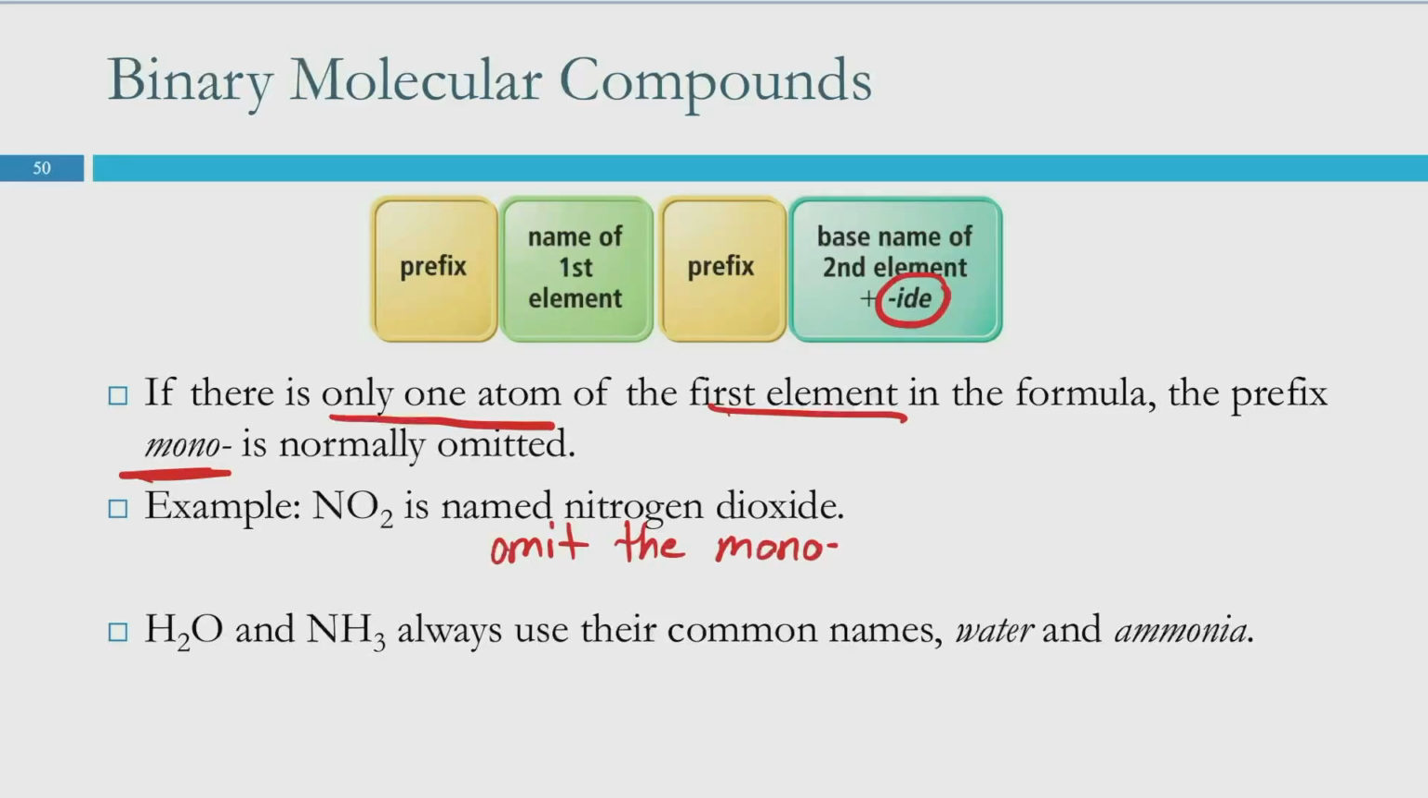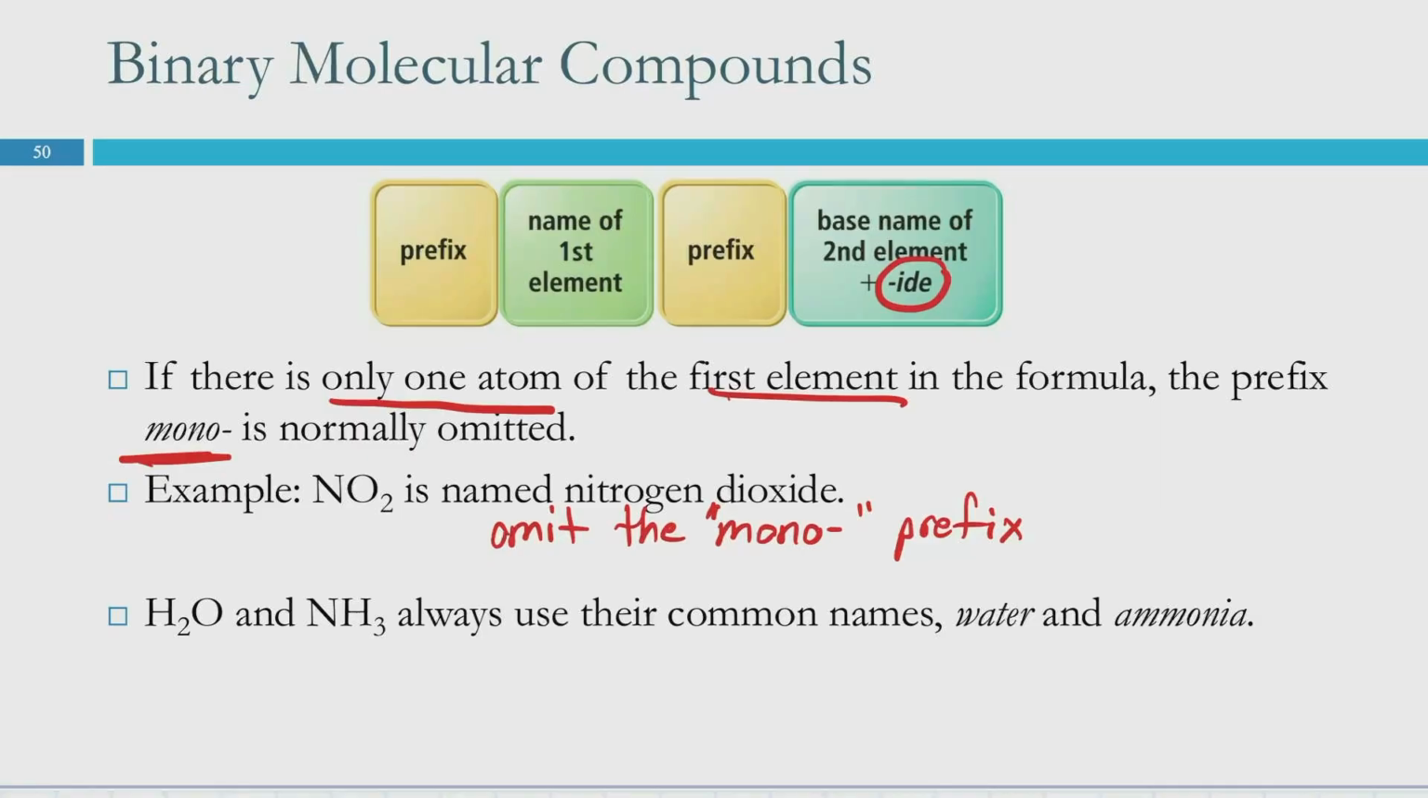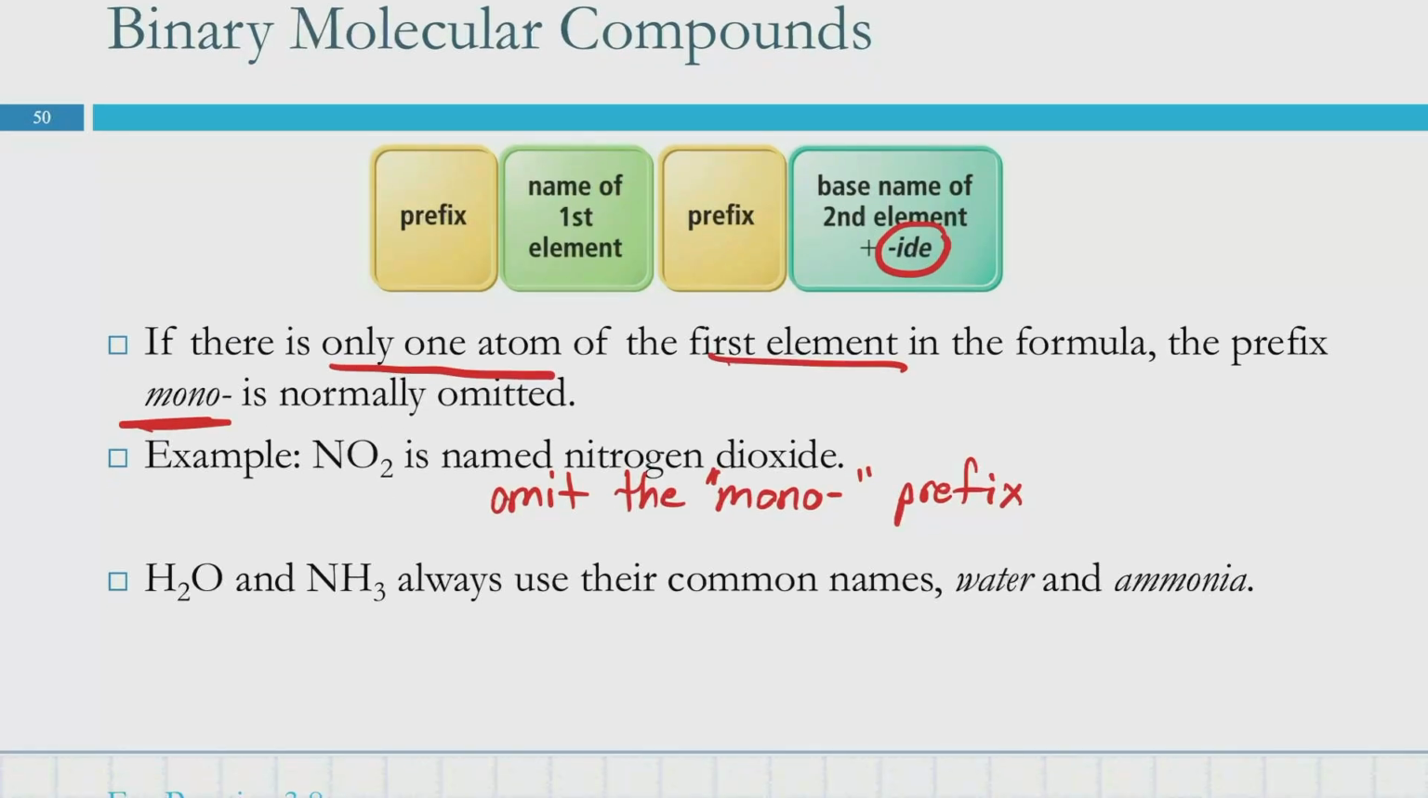We omit the mono prefix. So rather than mononitrogen, since it's the first thing that shows up, we omit the mono. It's just nitrogen. We've got our prefix for 2, which is di, since we've got 2 oxygens. The base for oxygen is ox, and we change the ending to IDE. For H2O and NH3, we're typically just going to use their common names, water and ammonia. There are other names that you can find for them depending on which naming convention you choose to use.